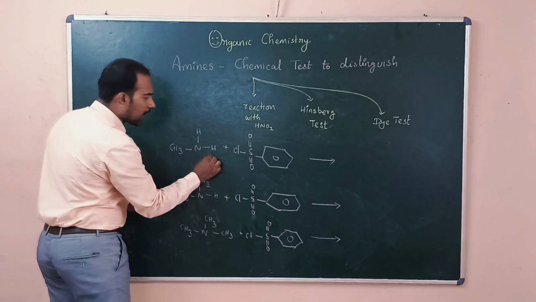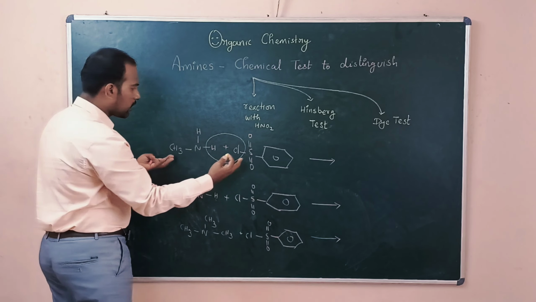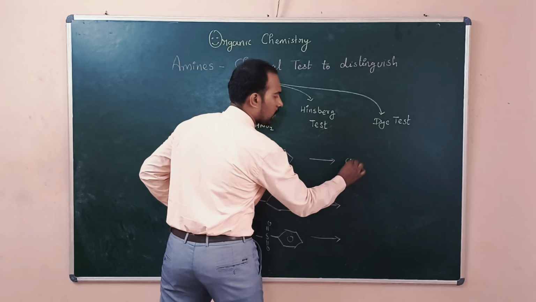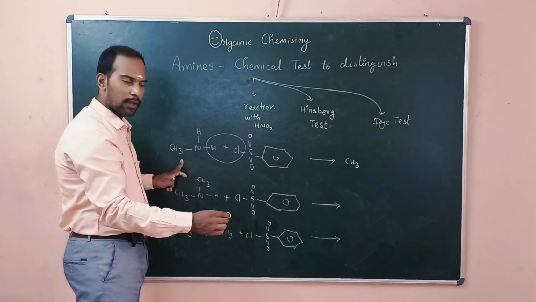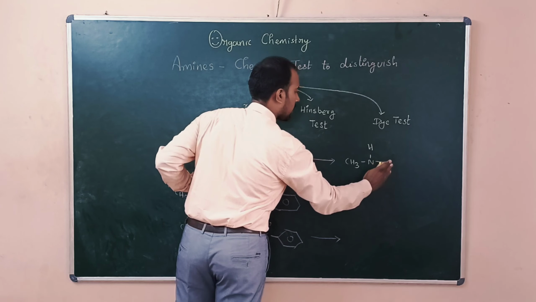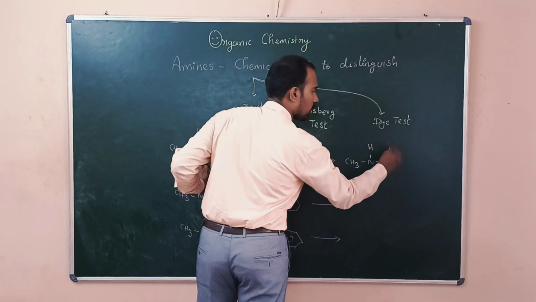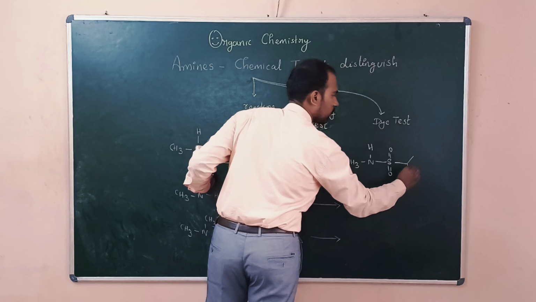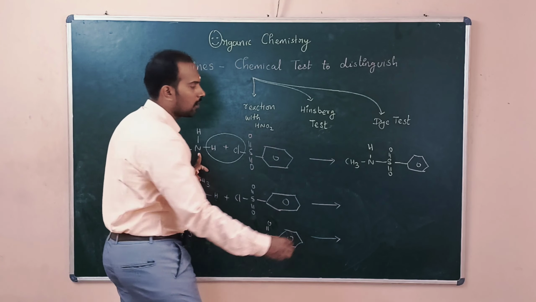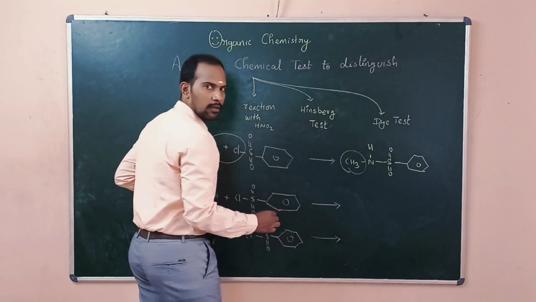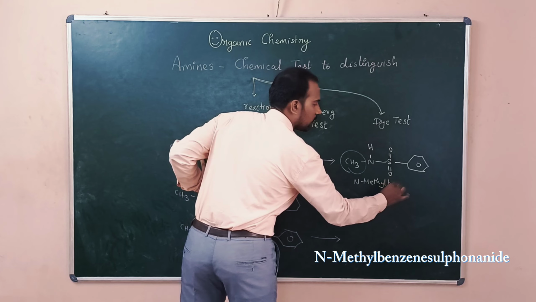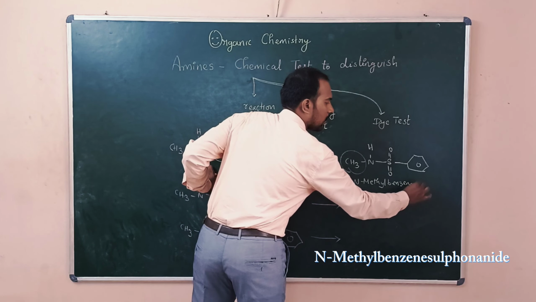Okay? Now remove HCl, and join these two groups as they are. Okay, that's all the product. Now tell me how we can write it. CH3, N, one H on this N, and here this is attached to S double bond O and one benzene ring. So what is its name? A methyl group is attached on N, so the name is N methyl benzene sulfonamide.